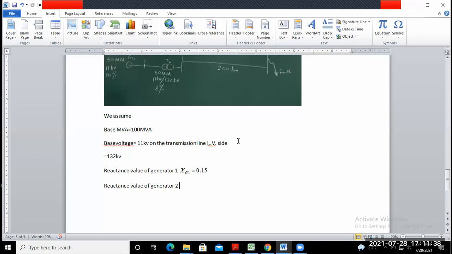Now I want to say that if any quantity is given to you in per unit for one base value, and we want to find that reactance value in per unit for another base value, this formula we already derived in the electrical machine class. If you remember, okay; otherwise just follow this. The per unit quantity for the old base value is multiplied by MVA new divided by MVA old, into kilovolt old divided by kilovolt new, whole squared.